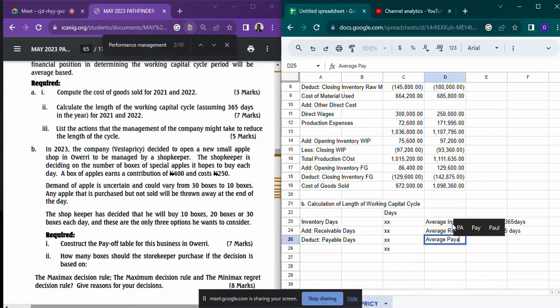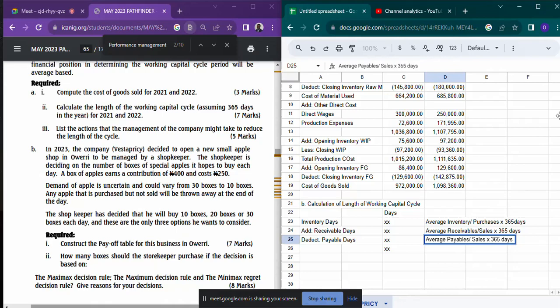And payable you have average payables divided by sales times 365. Why is it sales again? Because it should be purchases, sorry, or cost of sales. Either of the two.